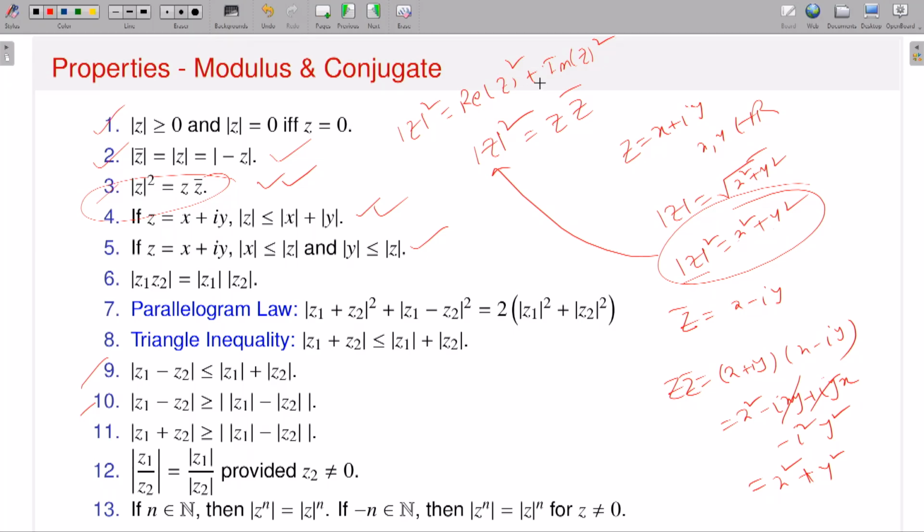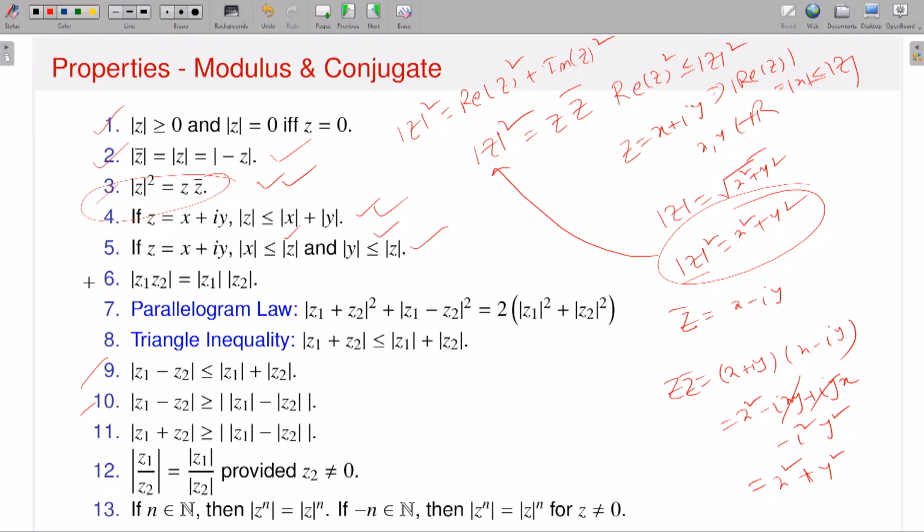Now this is a sum of two positive numbers, so from there you can easily say that the real part of z square is dominated by mod z square. If I take the square root, the absolute of the real part of z, which is nothing but the absolute of x, is dominated by mod z, and that's what it is. Similarly for the imaginary part. So these properties will be useful.